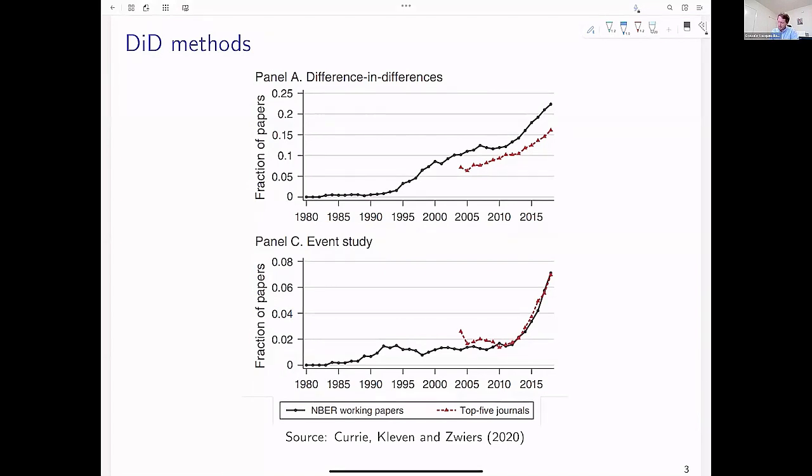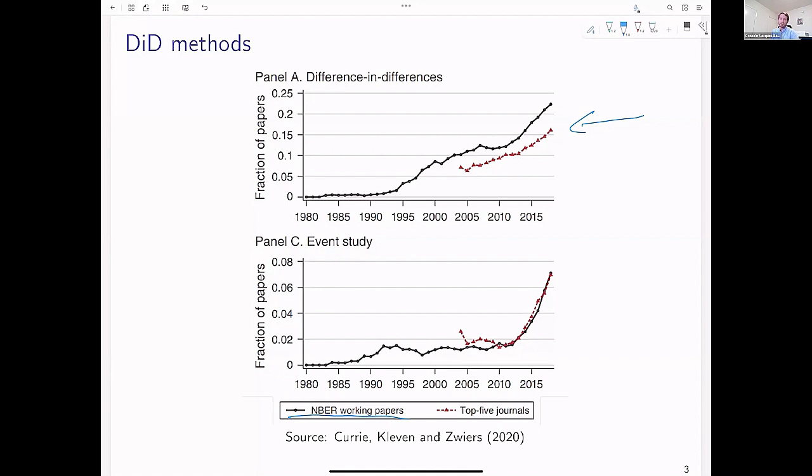In panel A up here, you have the fraction of papers in economics that use difference in differences. And so you have two curves here. The first one is the NBER working papers. NBER is the National Bureau of Economic Research.